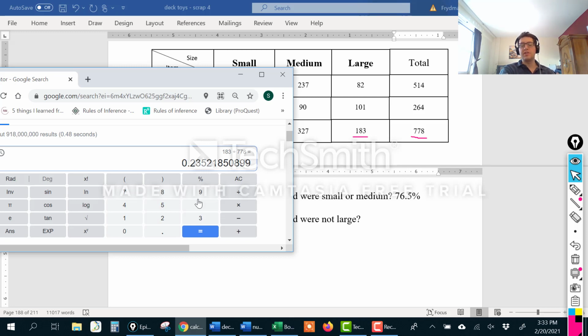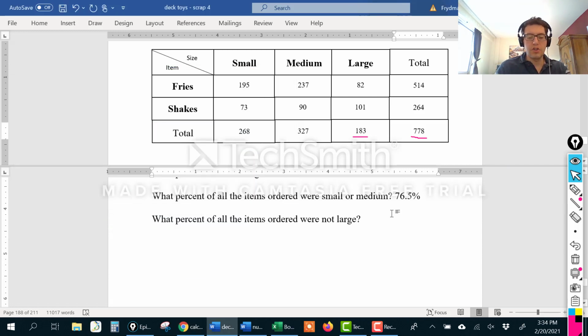If we want to know the percent of all of the items which were not large, then we have to subtract that from 100, because 100% is everything, right? So this is all of the large items. I'm not going to type in 100%, just 100 minus the percent which was large, and that's going to tell us the percent which was not large. So 100 minus 23.5 equals 76.5. All right, so 76.5% is all of the items which were not large.